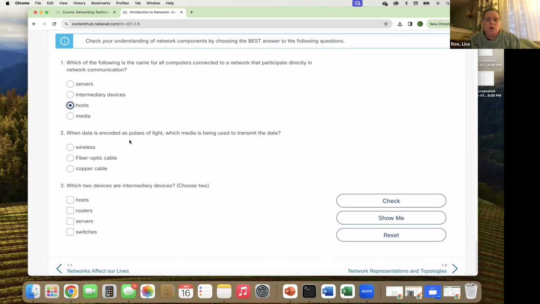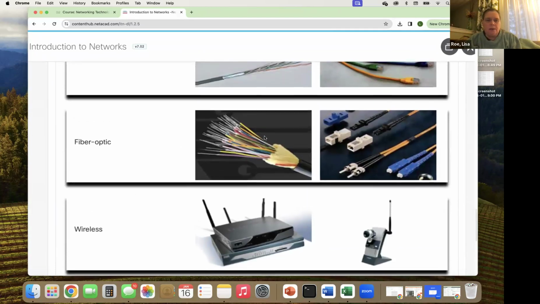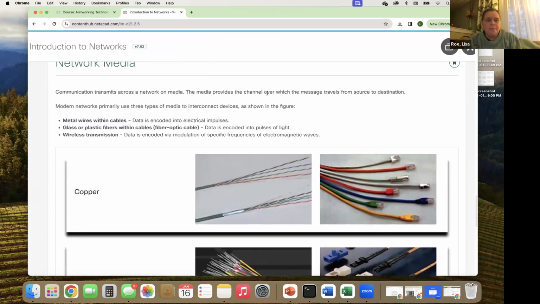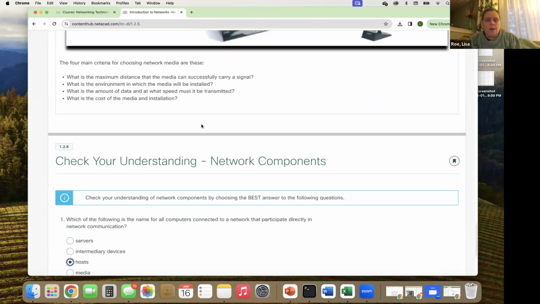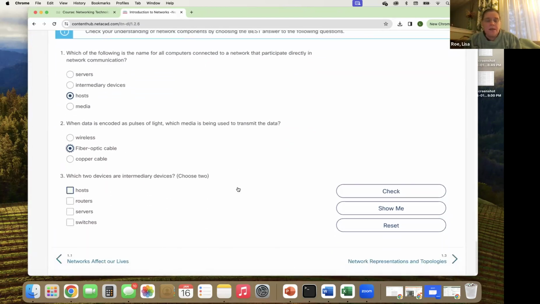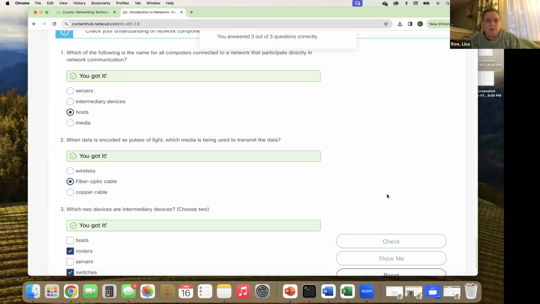When the data is encoded as pulses of light, what kind of media is that? And then you would just go back up in here, and they will tell you right here, different types of media and how they use it. In this one, data is encoded into pulses of light, and that would be fiber optic. I wouldn't expect you to know that now, so I'm going over it with you. And what two types of devices are intermediary or connectivity devices? Basically routers and switches. And then you would check it, okay?